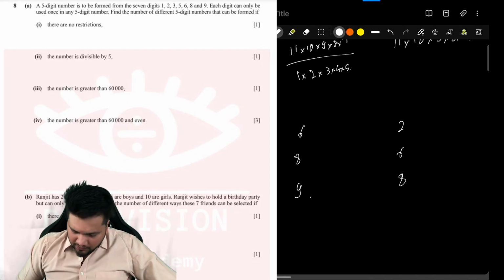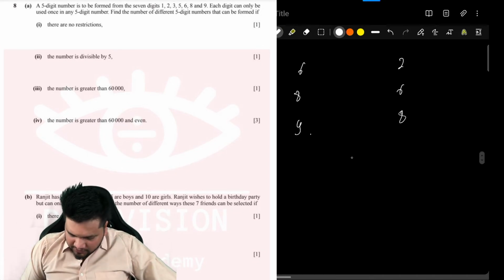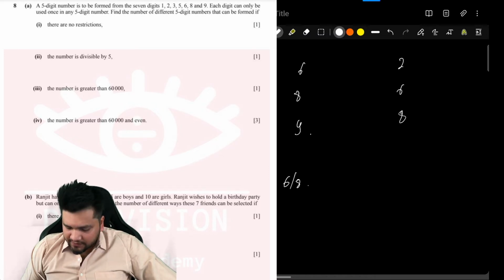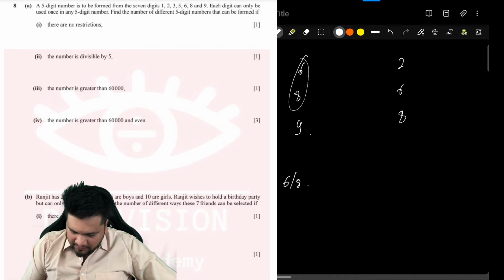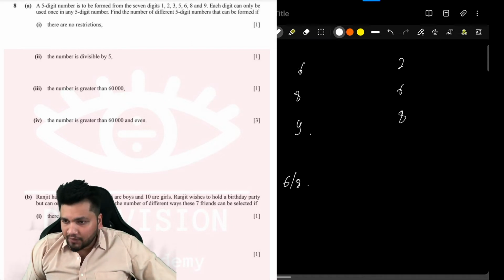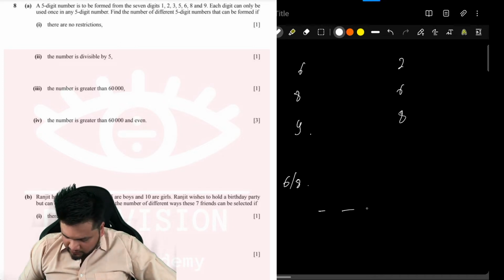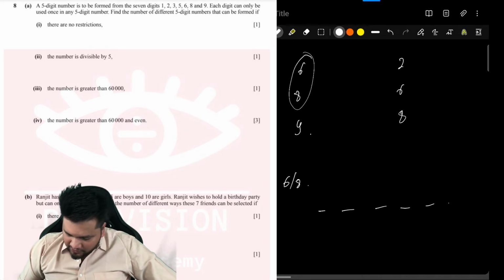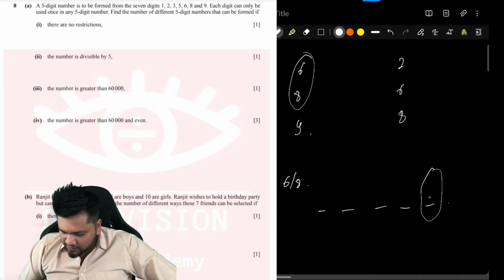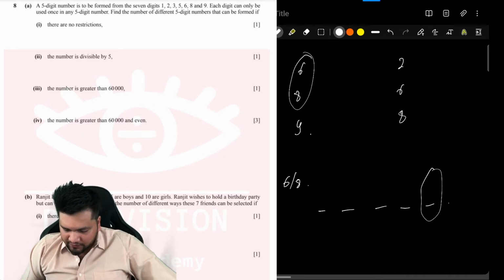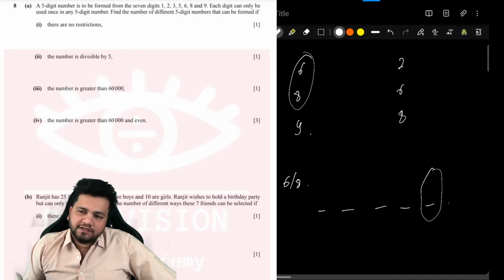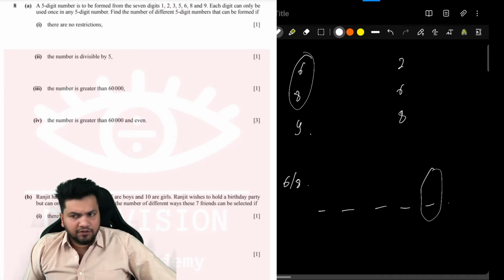Let's see, I want a number greater than 60,000. If it starts with 6 or 8, that means it is starting with an even number, right? It's a 5-digit number, so 1 2 3 4 and 5. If it starts with 6 or 8, how many possibilities are we left with for the end? Only one possibility. Do you agree? If it starts with 6, it has to end with 8, or if it starts with 8, it should end with 6. Did you get it, everyone?